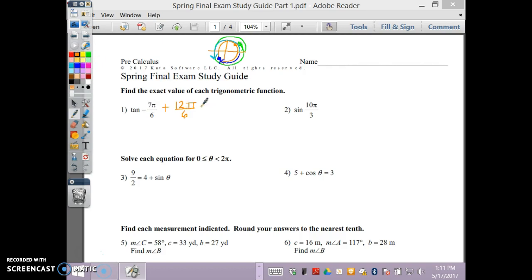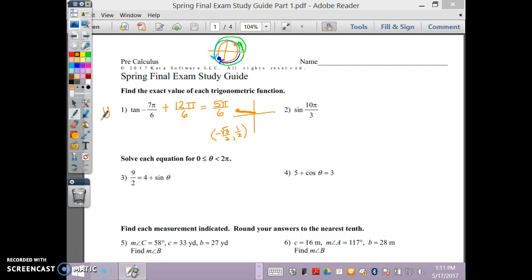Negative 7 plus 12 is 5. So I'm really looking at 5 pi over 6. And if you look at your unit circle, that would be right there. The ordered pair at that point is negative square root of 3 over 2, positive 1/2.